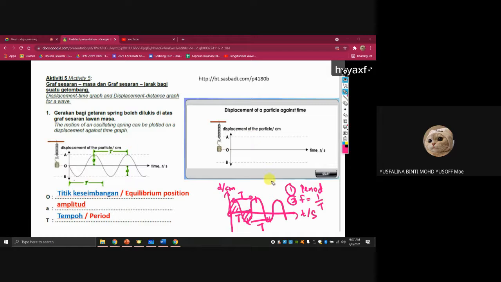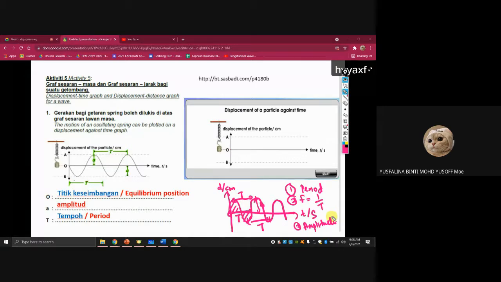Another piece of information you can get is the amplitude. That is for the displacement against time graph. So remember three pieces of information you can get from the graph: the period, the frequency using the period, and the amplitude. In waves there are two types of graph: displacement against time, and displacement against distance.